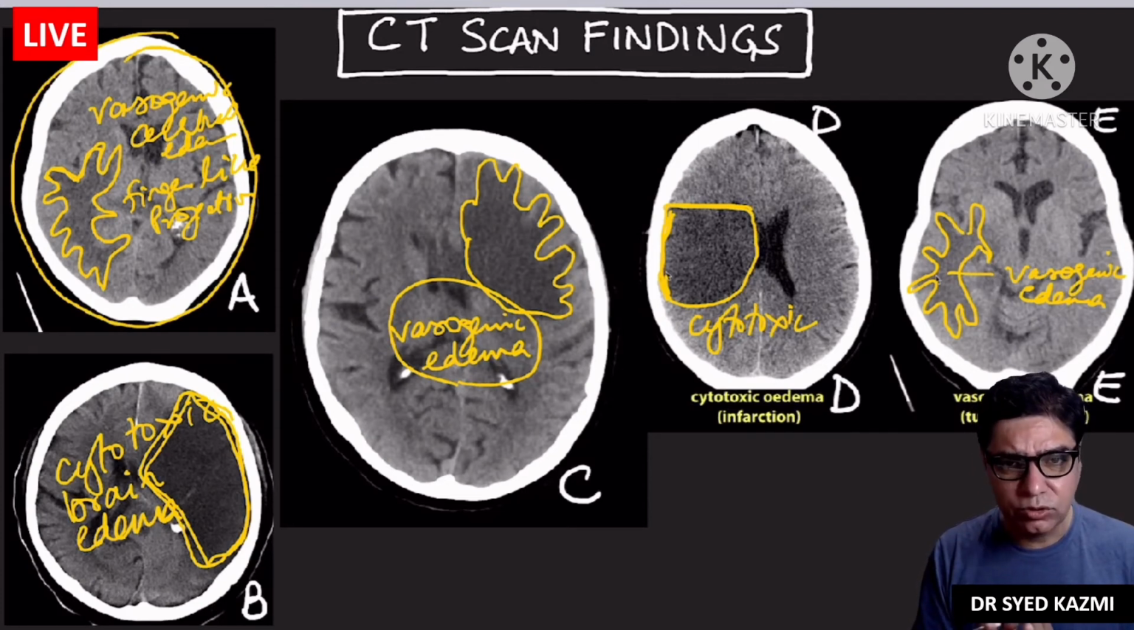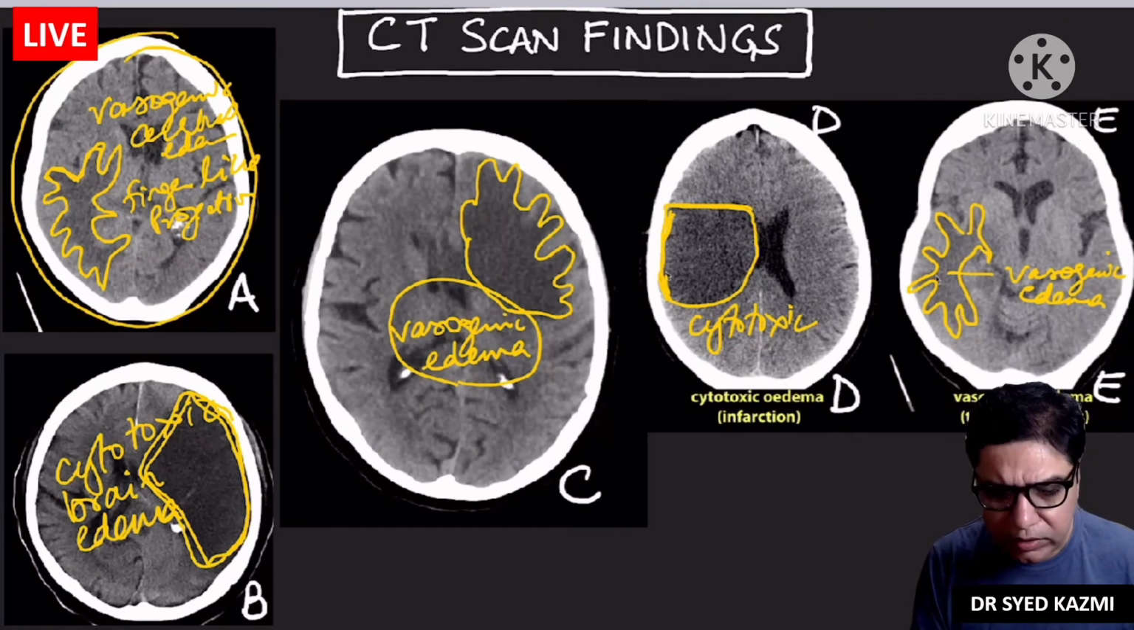But nevertheless, if you find other pathological processes, you might see something which looks like an abscess, or something which looks like a tumor. But anyhow, the focus here at the moment is how to differentiate between cytotoxic and vasogenic edema. So having said that, let's move on and talk about the management.